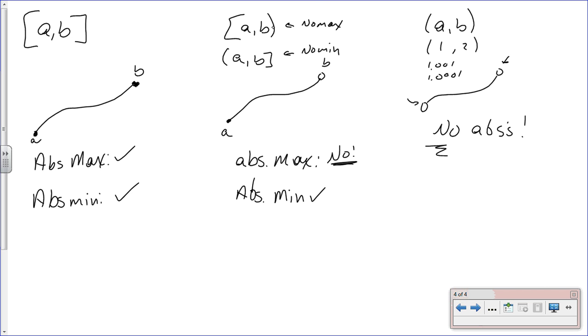So just know, if both endpoints are included, you'll have a max and a min. If your highest endpoint is not included, you'll have no max. If your lowest one, you'll have no min. And here we have no min or max. So make sure you understand the two different types of extrema and how to find them, and if you even need to waste your time trying to find them because they don't exist, as in these last two examples here.